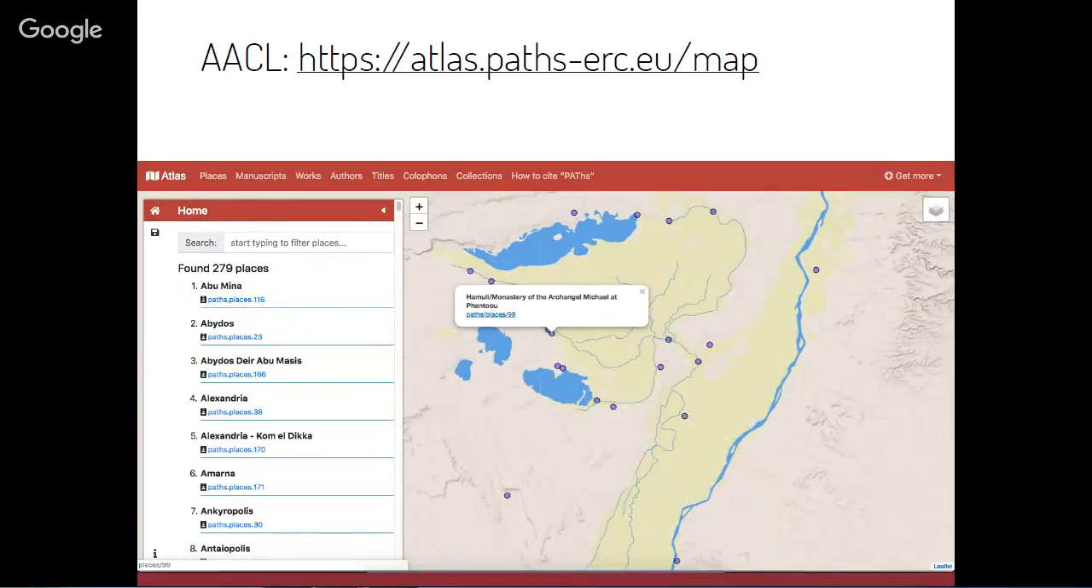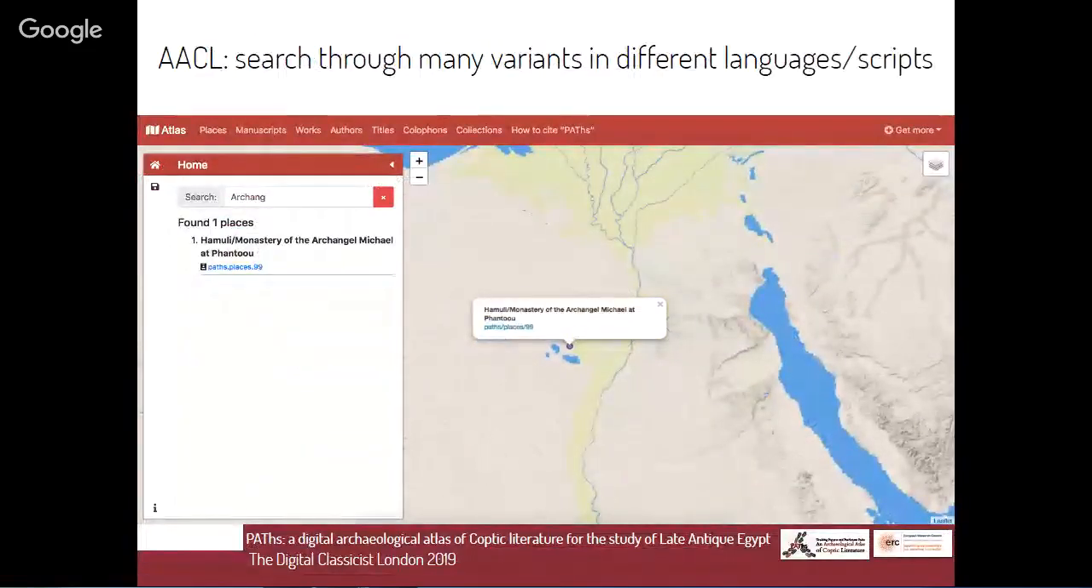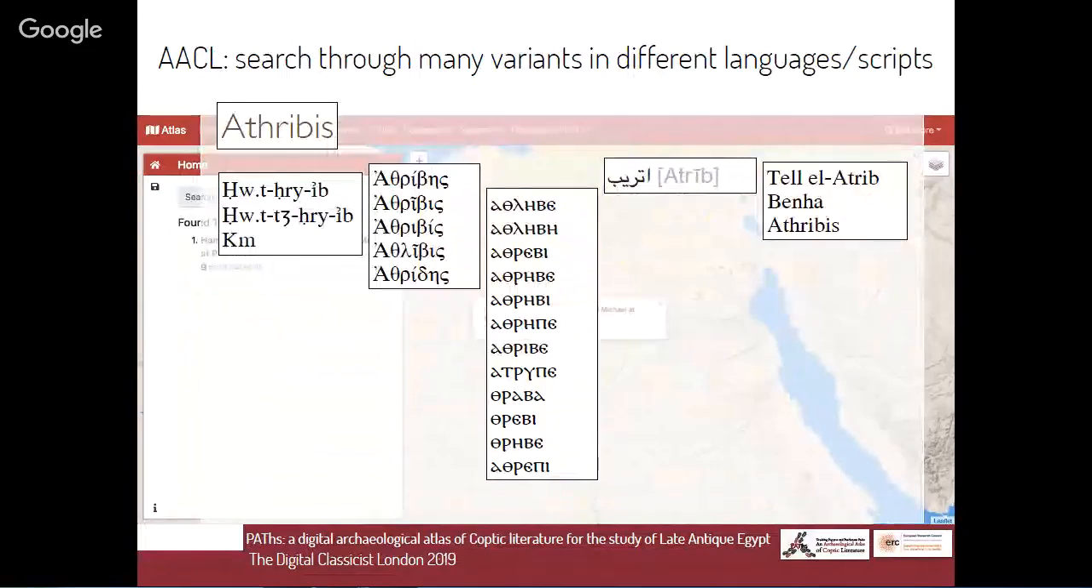Well, places can be searched by toponyms. The first question here is, what toponyms? Well, we're trying to use all toponyms. Since we are finding toponyms in variants, in different languages and in different scripts, you are able to type it in Greek or in Coptic or in Arabic, and you should be able to find the related toponym. So we are matching the different variants and trying to put these together.